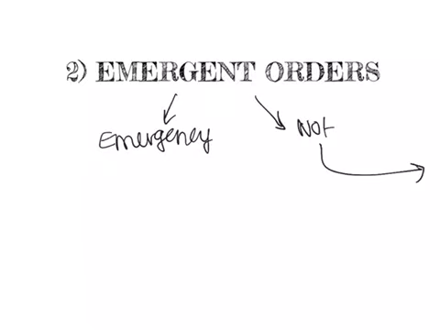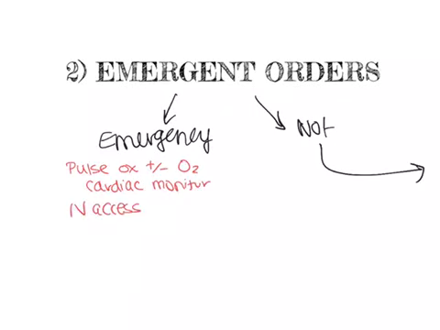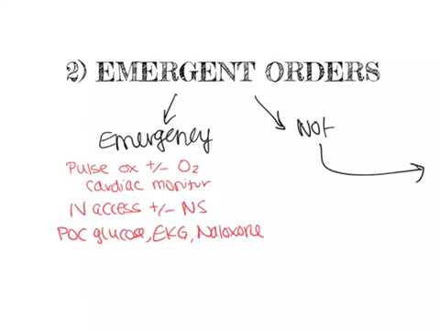But if it is an emergency, some orders that you can think about putting in are a pulse ox, plus or minus oxygen, and cardiac monitoring. IV access is going to be important to have if you're thinking about doing any sort of IV medications or IV fluids. And even under these emergency orders, you can consider starting something like normal saline. And then think about any sort of emergent test that you want to do, like a point of care glucose, EKG. Something like naloxone could go here as well.